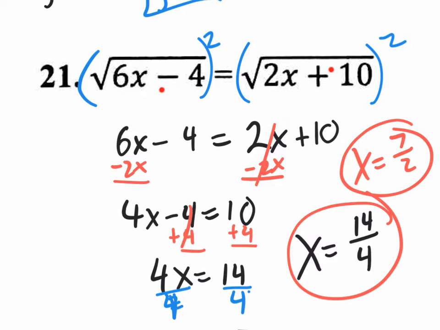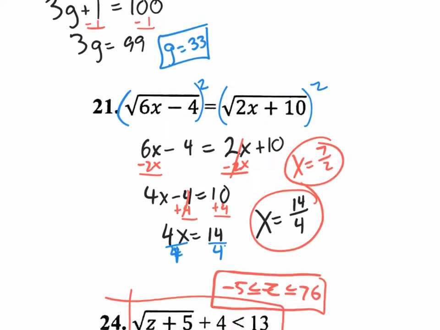So you will get the square root of 17 equals the square root of 17, which is correct, which means that 7 halves is the correct answer. I did not show my work plugging it back in, but you need to plug it back in to verify. So the answer is 7 halves. I hope that's what you see on the back.